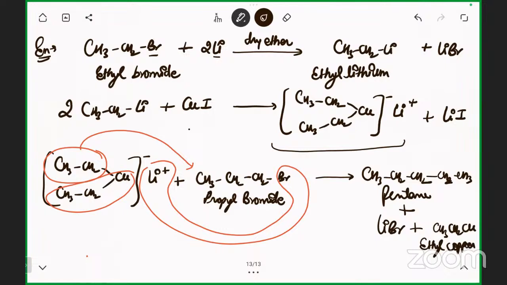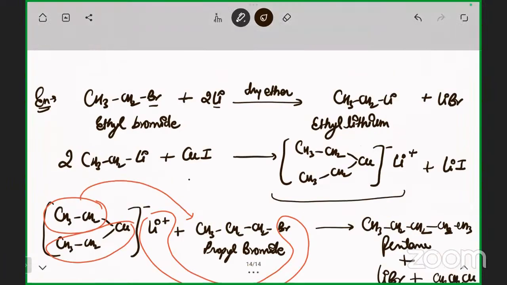Now got it? How the reaction is occurring? Yes, sir. Okay. Clear, everyone? Yes, sir. Okay. Next method.